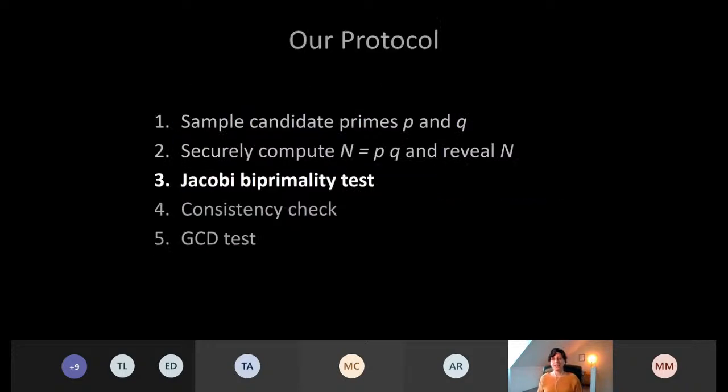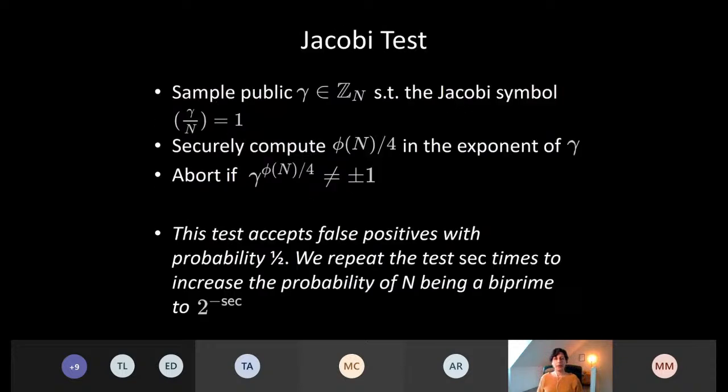So the next step is the Jacobi testing. First, we sample a value that we call gamma in our protocols, and it has to have a Jacobi symbol with n equal to 1. We compute phi of n over 4 in the exponent of gamma, and then we check if this value is equal to plus or minus 1. If not, we abort the protocol.